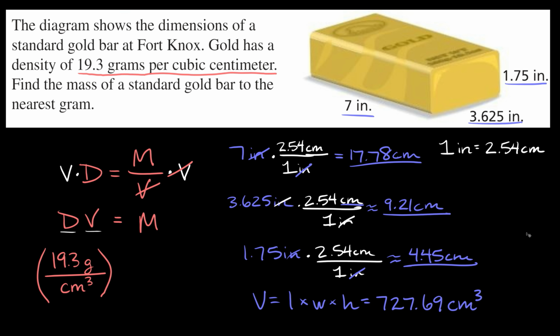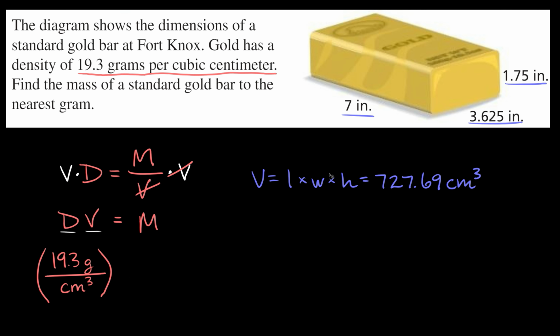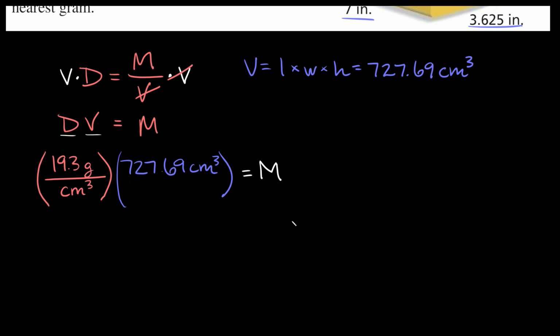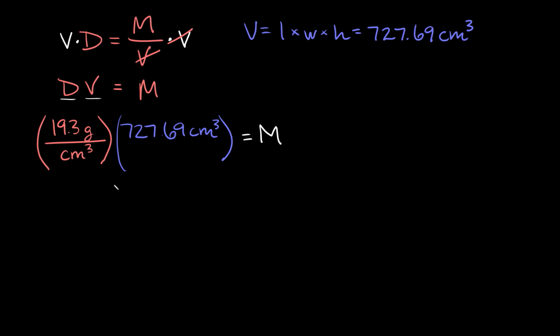All right, now I'm going to move all of this to make some room. Now we know what the volume is in centimeters of this gold bar. So now we can plug it into our formula for the volume. All right, so this is all equal to m. Now I'm going to scroll down a little bit so we can multiply these guys together.